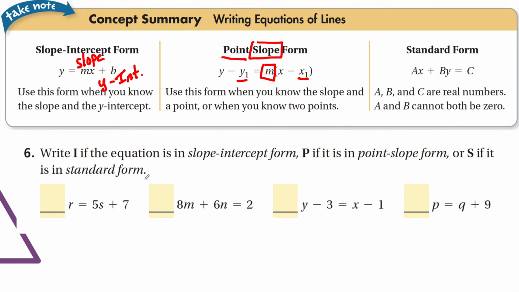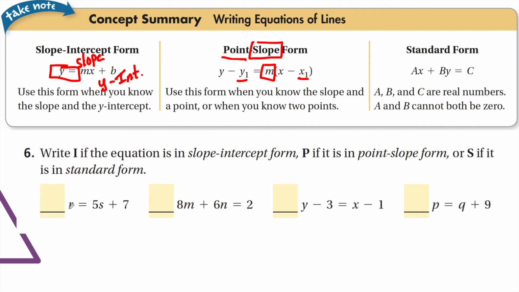Write I if the equation is slope-intercept form, P if it's point-slope form, or S if it's in standard form. Well, the very first thing I'm looking for is if it says r equals or y equals. I know that it's going to be probably slope-intercept form, because as you can see, the only one that has a variable equal to something is going to be that.